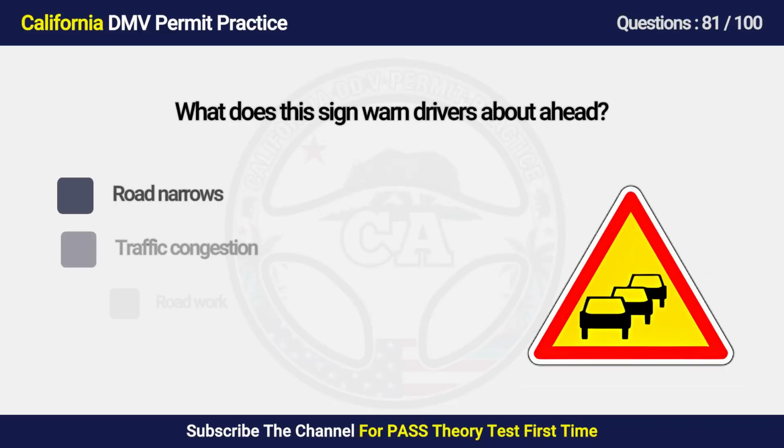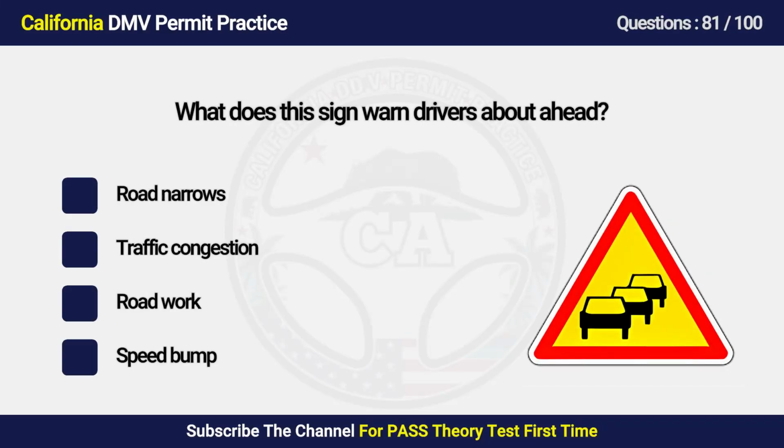Question 81. What does this sign warn drivers about ahead? A. Road narrows. B. Traffic congestion. C. Road work. D. Speed bump.